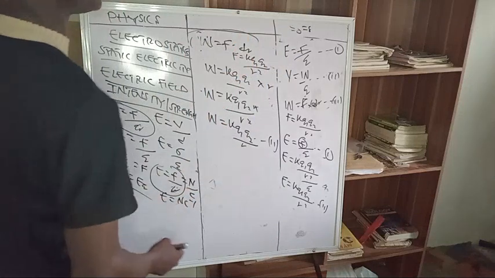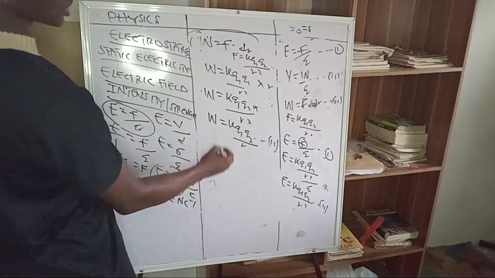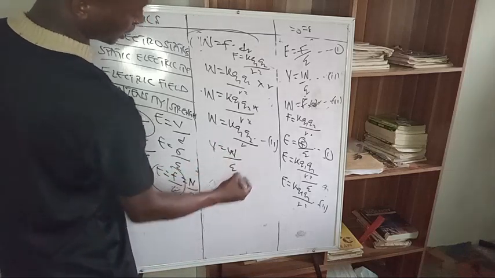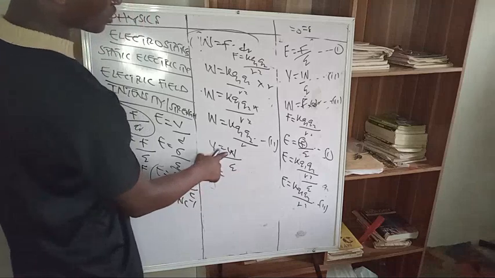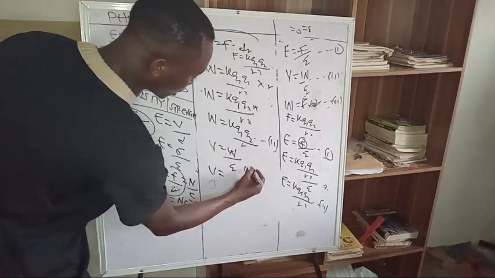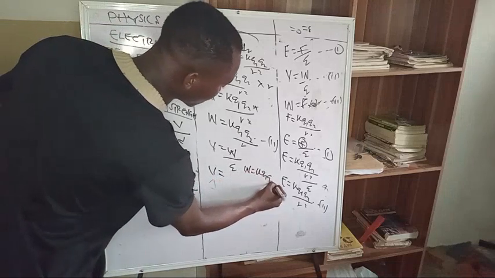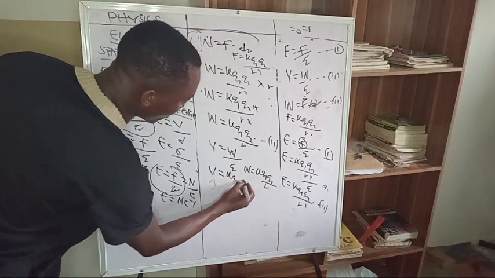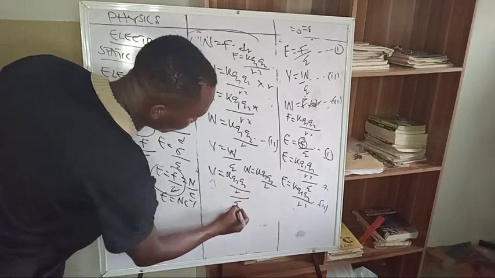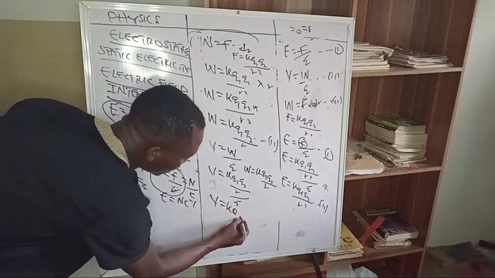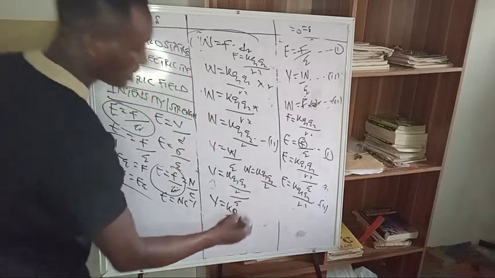Then let's go and find potential. What's going to be my potential? My potential is given as work done over charge. So V is equal to, what is the value of work done? We said W is equal to KQ1, Q2 over R. So I'm going to have my work done as KQ1, Q2 over R, over another Q. So Q cancels 1Q. Then my electric potential is equal to KQ over R.